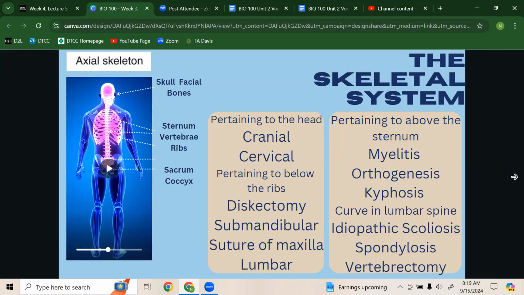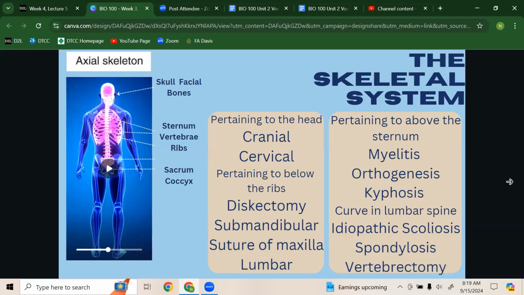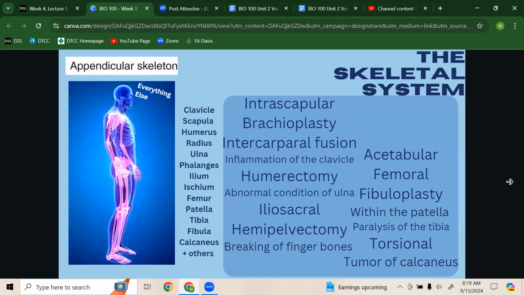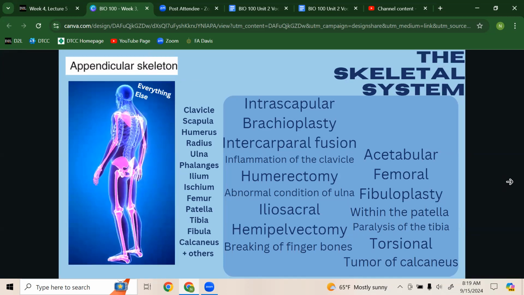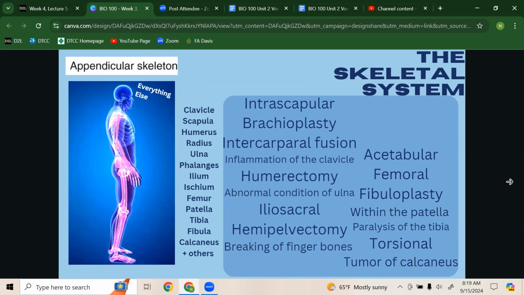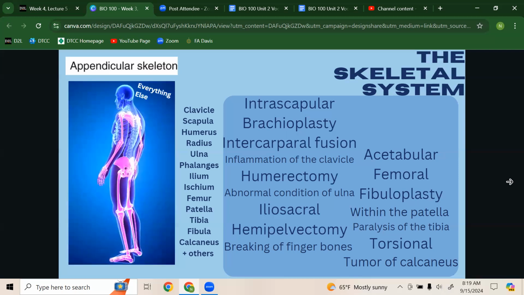And then our last word, vertebrectomy. Vertebra, the first part of the word, is our other word root for vertebrae. And again, ectomy is surgical removal. Okay, so like I said, the appendicular skeleton is everything else. There's no reason to memorize your appendicular skeleton. There are some combining forms you'll need to know based on the bones on your list, but you don't have to memorize every single bone.